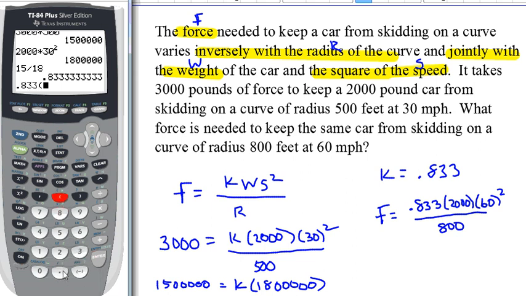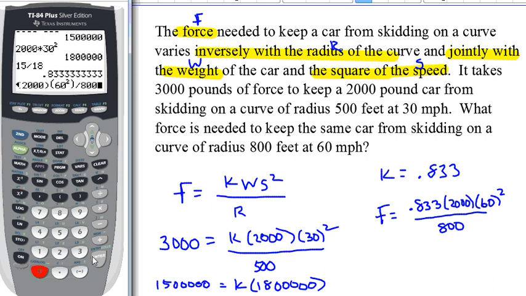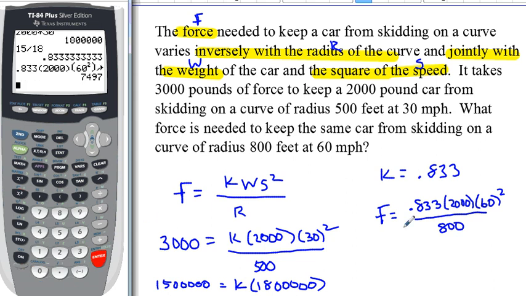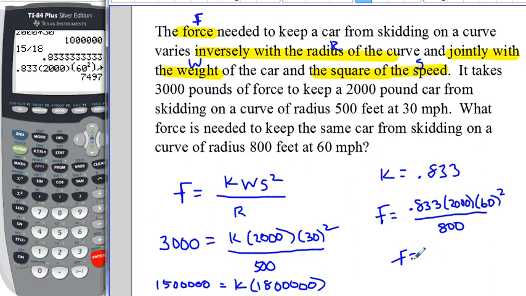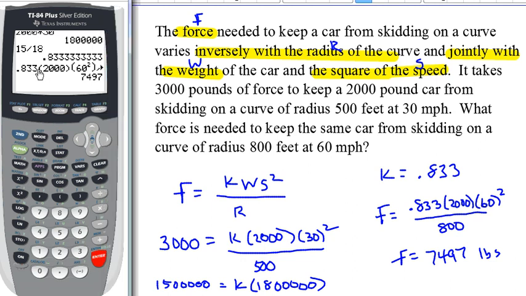0.833 times 2,000. And we take that times 60 squared. And then we're going to divide that by 800. And there's our answer, 7,497. And when we're measuring force, that's in pounds. So 7,497 pounds of force. I have a funny feeling though, I want to go back here.